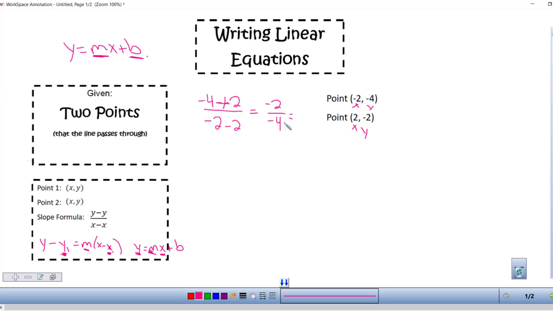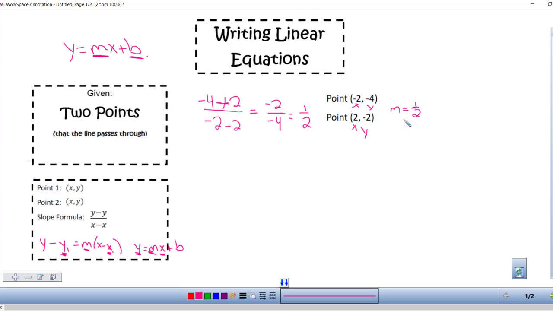We want to always try to simplify our fractions when we can. 2 negatives makes a positive, and 2 over 4 simplifies to 1/2. So I'm going to write over here m equals 1/2. We just found our slope.